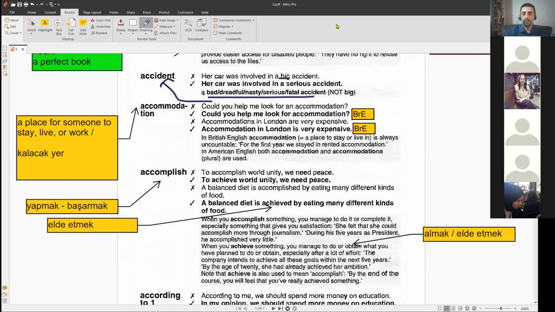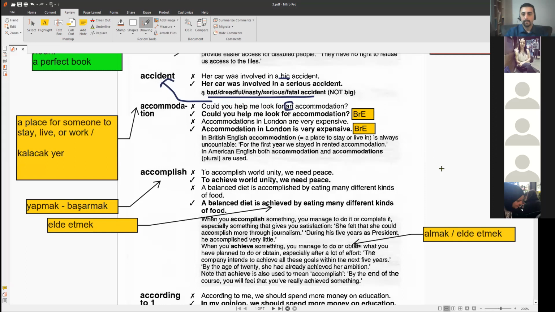May I? Sure, yes, please. Enise. Could you help me look for an accommodation? Could you help me look for accommodation? So the difference between first and second is this. Could you help me look for an accommodation? Could you help me look for accommodation? Read the second couple.